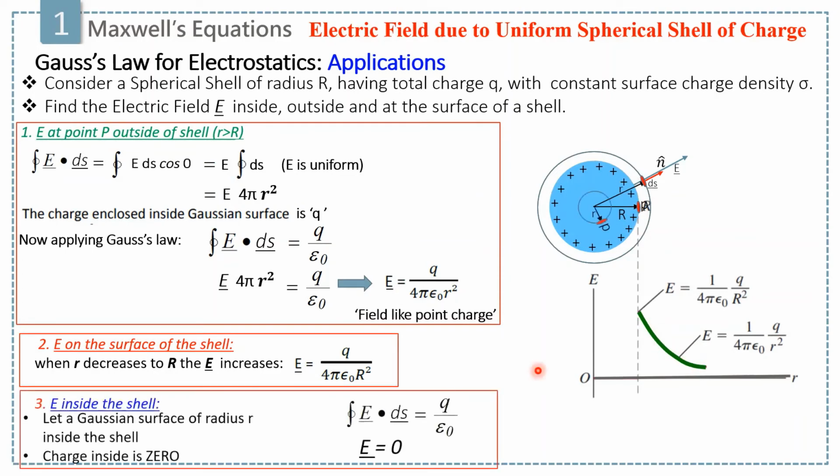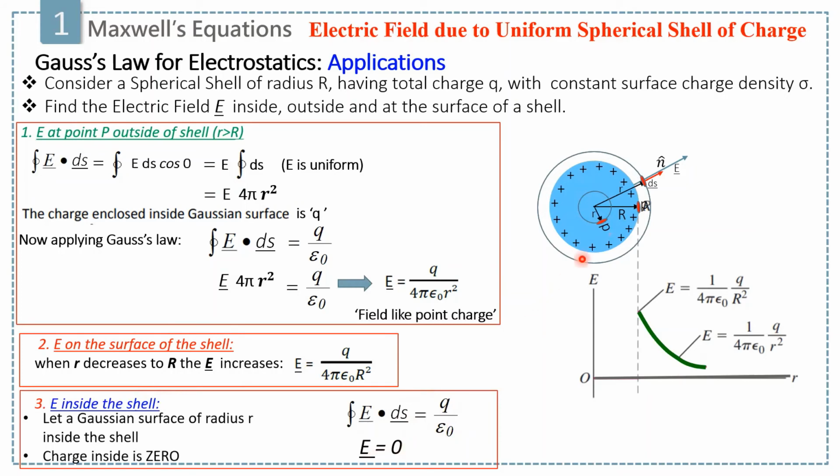Now, in the third case, to find the electric field inside the shell, we draw a Gaussian surface of radius r, where we pointed a point P, where we want to find the electric field, but there is no charge inside the Gaussian surface. So this means if there is no charge, there is no electric field. By Gauss's law, the closed integral of E dot dS is equal to Q over epsilon naught. Q is 0, so the electric field is 0.